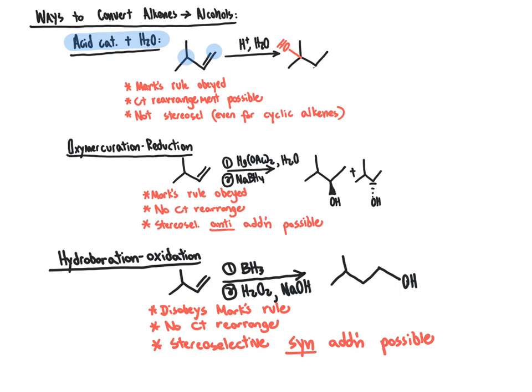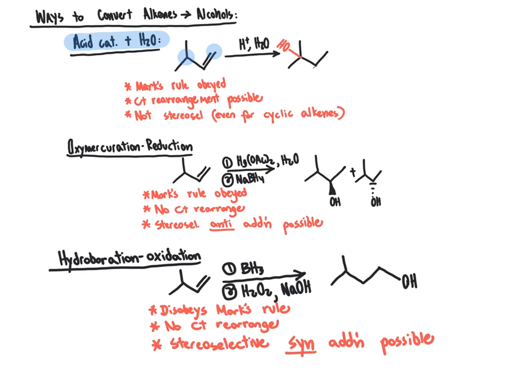And the fact that Markovnikov's rule is followed and that there are carbocation rearrangements that can take place could be considered as a benefit or a pitfall, depending on what the desired product is. But in this situation, it really is what it is. When you add acid and water to this particular alkene that we see here at the top, the final product you're going to get is the one shown on the right as the major product.